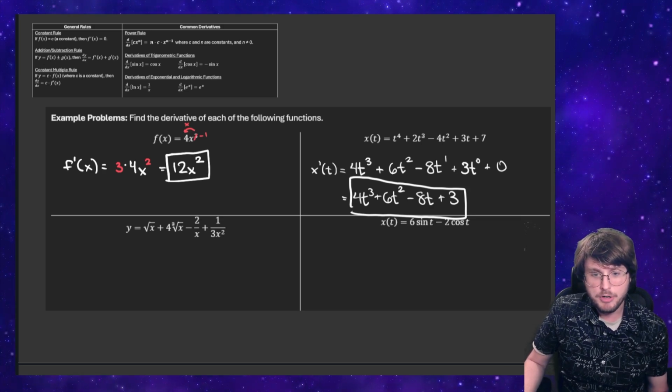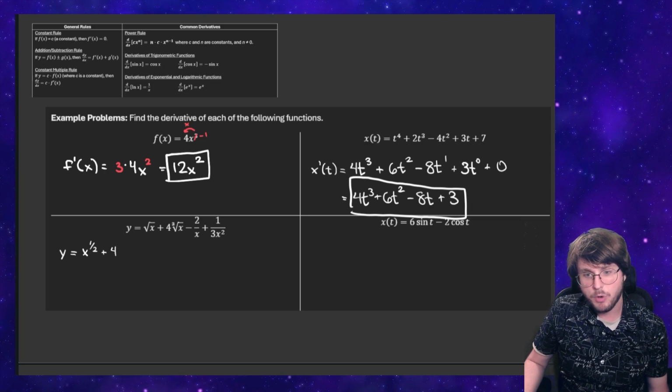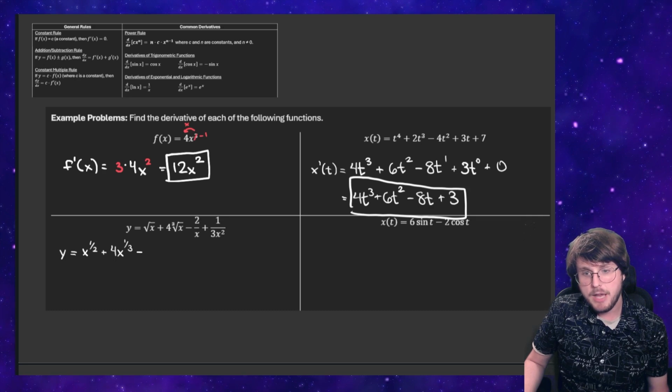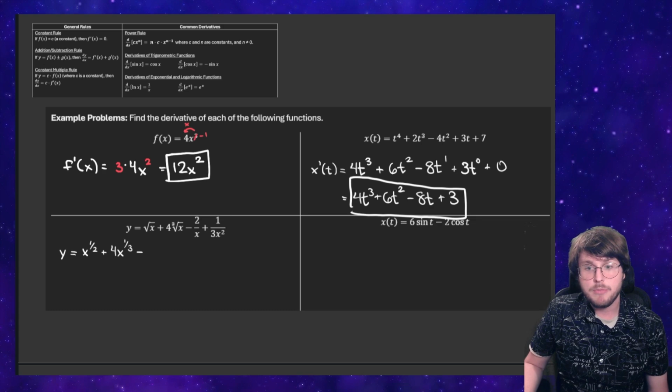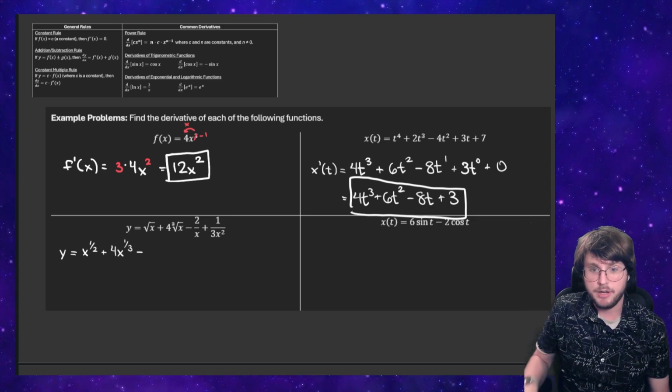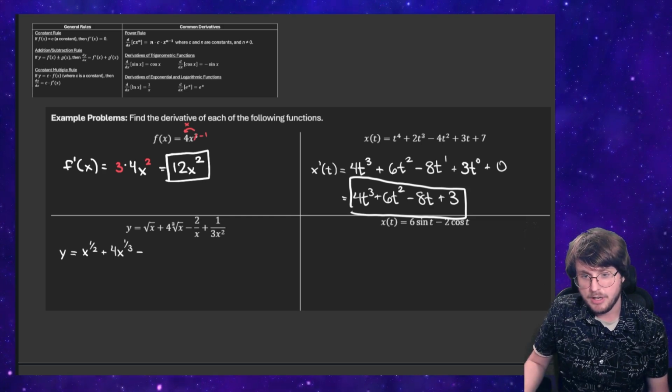So I'm going to rewrite this function before we take the derivative of it. I'm going to say y equals, this is going to be x to the power of 1/2 plus 4 times x to the power of 1/3 minus, this next one is 2 over x. Anytime you have an x in the denominator, that just means it's x to the power of -1. Anything with a negative power goes into the denominator. So it'll be 2 times x to the -1.